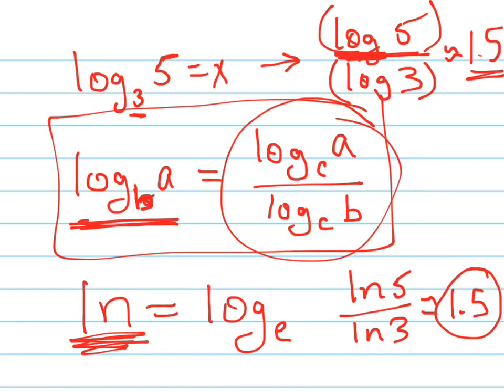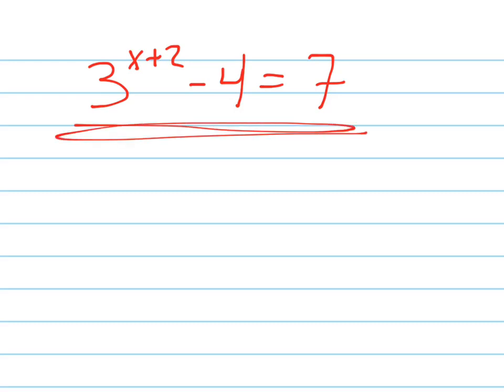So you're going to get problems in the future like this. You're going to get a problem like 3 to the x plus 2 minus 4 equals 7. This is not far off into your future, and you're going to have to solve this equation. So let's do that. We have enough information to solve it. What's the first thing I would do to solve this equation right here? The first thing I would do is, how do I get rid of the minus 4? Right, add it. So it's going to be 3 to the x plus 2 equals 11.